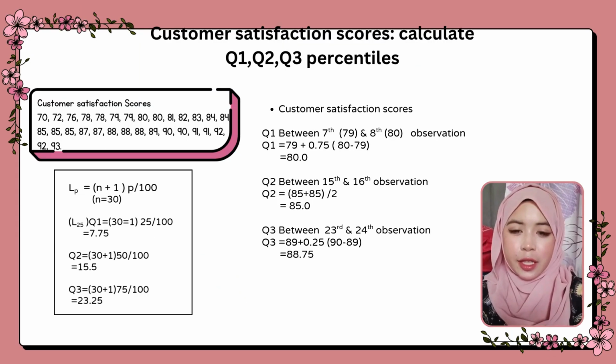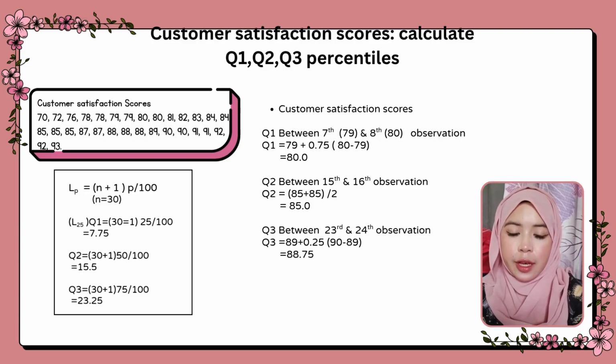I will be presenting part 3 of our assignment. Let's start with customer satisfaction score. Step 1 is to sort the data in ascending order. There are 30 values in total, ranging from 70 to 93.